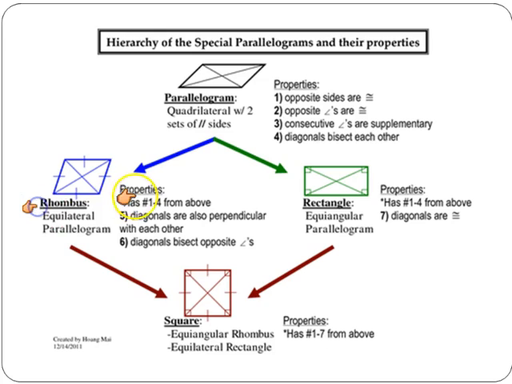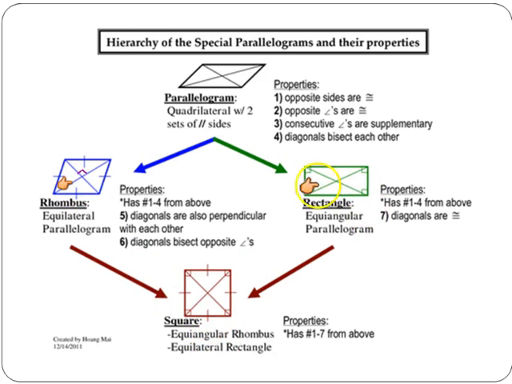Rhombuses. So a rhombus is going to have all the properties of a parallelogram, but in addition to that, the diagonals are going to be perpendicular to each other. So this is a little bit different. All the diagonals are going to meet at 90-degree angles. And then the diagonals bisect the opposite angles. So they're going to bisect the angles into equal parts. That is a little bit different than a parallelogram. We added those two additional properties to make it a rhombus.